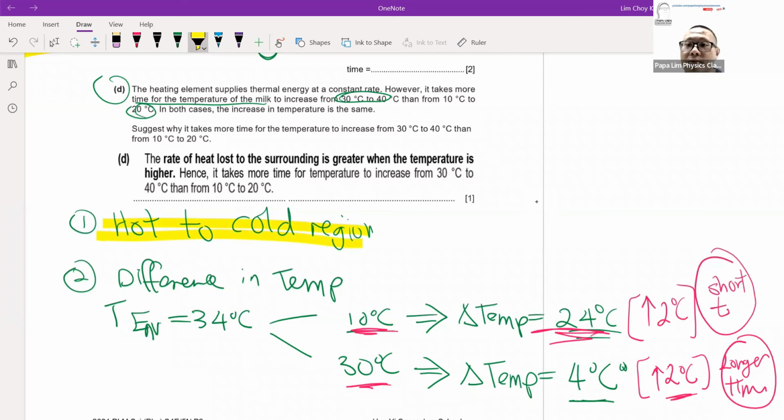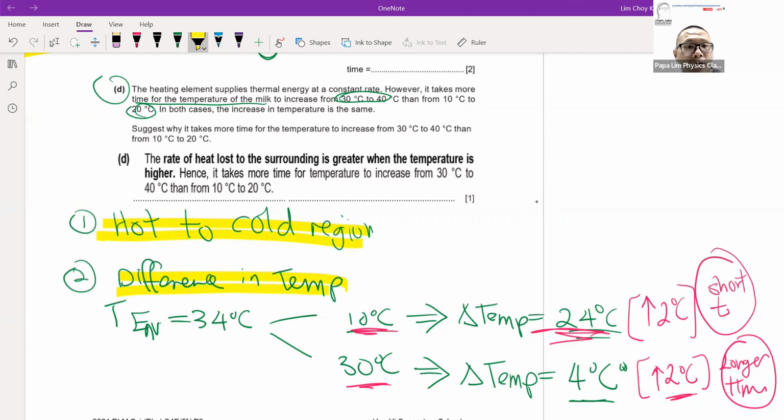It depends on the medium. It depends on the mode of transfer and color of the object itself, and also it depends on the difference in temperature between the object and the environment temperature. How far are you away from the room temperature? The bigger the differences, the faster you will be able to change. That's why we look at the temperature changes.